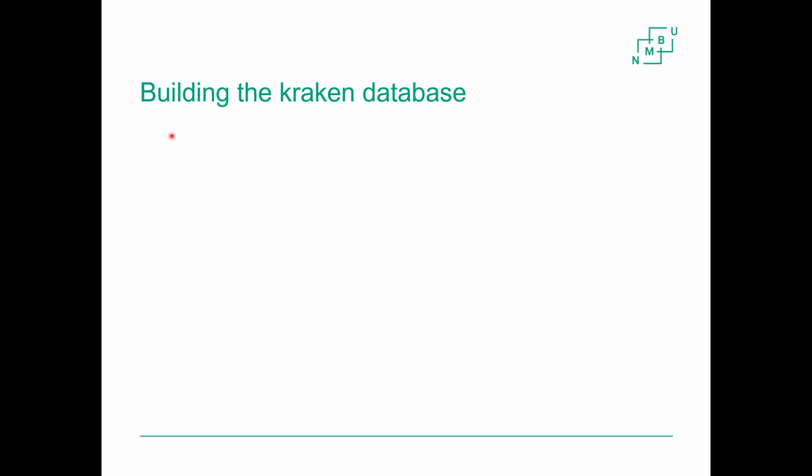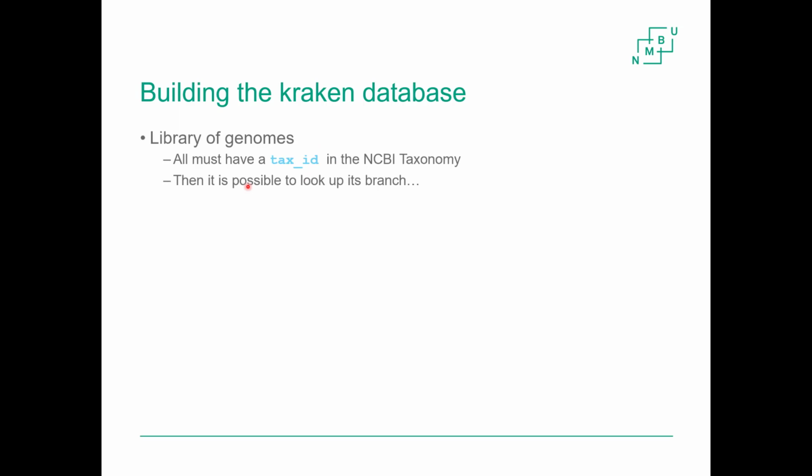And I would like to start with how Kraken is building the database, because any taxonomic classification requires that you have a database. You have seen some genomes before that you know the tax ID for, right? And then when we have a read now, we want to see if we can recognize which genome or which taxon this read comes from. So in order to have the database, we need some genomes. So we have a library of genomes. Each one of them must have a tax ID.